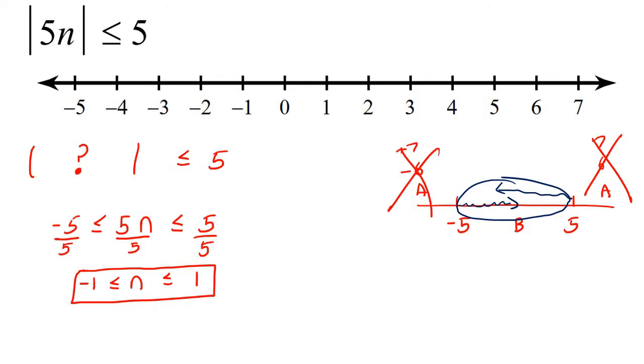Our answer is between -1 and 1, so we put a solid dot at -1 and another solid dot at +1. Why solid? Because it's equal to as well, and then we are just going to join them up, because it says that n must be any number bigger than -1 but also smaller than 1, so it's all of that.